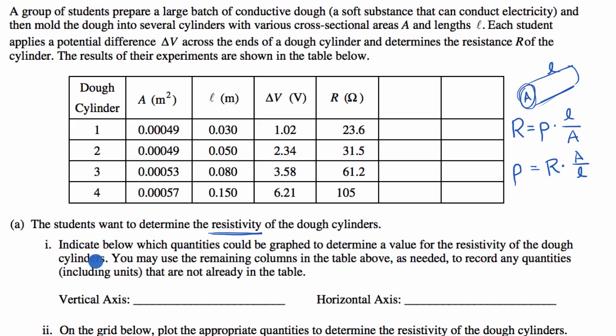So it then says, indicate below which quantities could be graphed to determine a value for the resistivity of the dough cylinders. You may use the remaining columns in the table above as needed to record any quantities, including units, that are not already in the table. So pause this video and think about how you would do that.